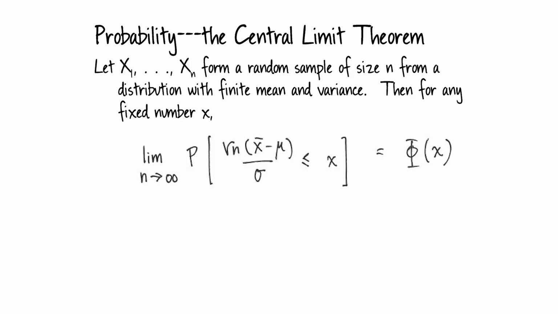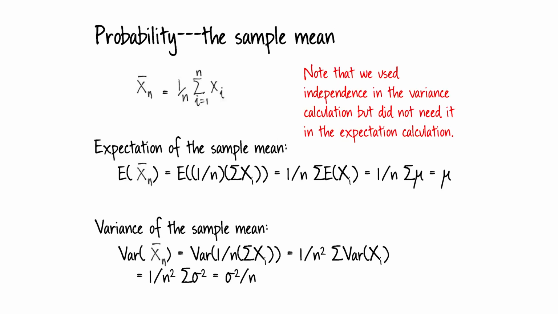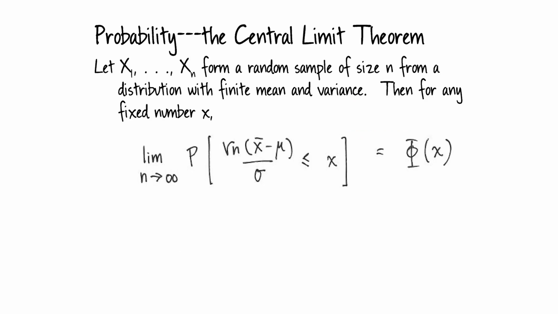So let x sub 1 through x sub n form a random sample of size n from a distribution with finite mean and variance. Actually, let's pause for just a second. I have one more response to your earlier question that might be helpful. Note that we used independence in the variance calculation down here, but we didn't use independence here. So you were asking about identically distributed, but in fact this result still holds if the random variables are not independent. We're maintaining the assumption of independent and identically distributed, but some of these results hold even if that's not true. Exactly. Okay, sorry, back to the central limit theorem.